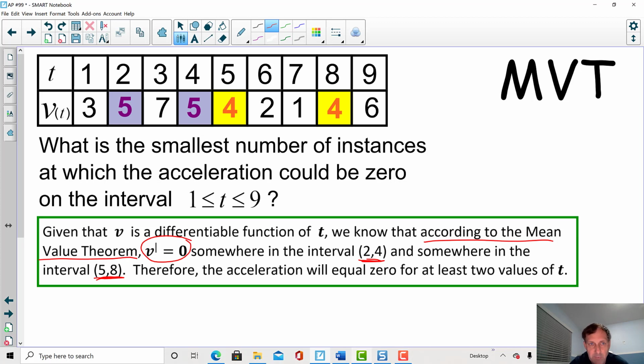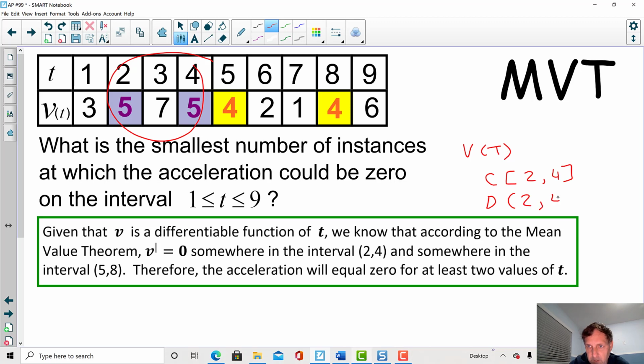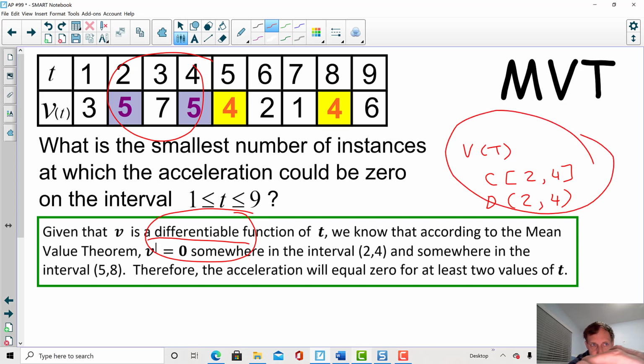So this is just a sample answer. Remember, for each interval, we need the function v of t to be continuous on the closed interval. So that would be, in this case, from 2 to 4. And we also need it to be differentiable on the open interval. So again, from 2 to 4. But if we have a function that's always differentiable, then we know it's going to be differentiable and continuous everywhere. So all you really need to do is just state the fact that it's differentiable, and you're kind of done with all the conditions that are required.